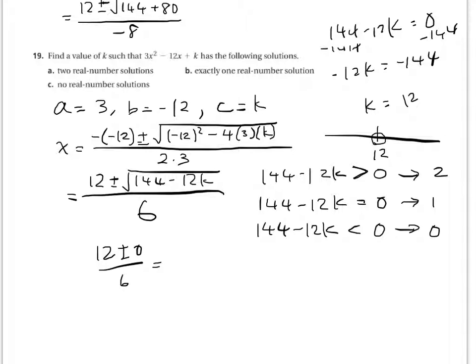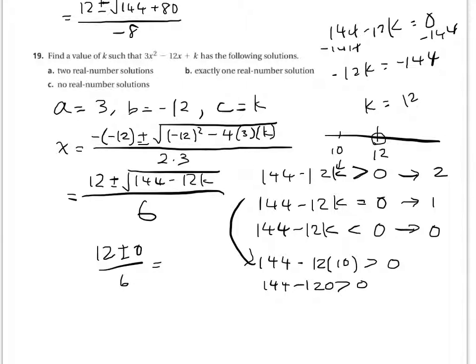Okay, so you're going to plug the number in. For example, let's pick an easy number. If we pick 10, then let's plug that in for k here. So we have 144 minus 12 times 10. Is that greater than 0? Yeah, because 144 minus 120 should be positive. So we should choose those numbers. So as long as k is less than 12, then this should work. That's the answer for A.